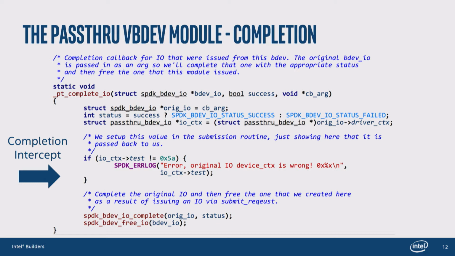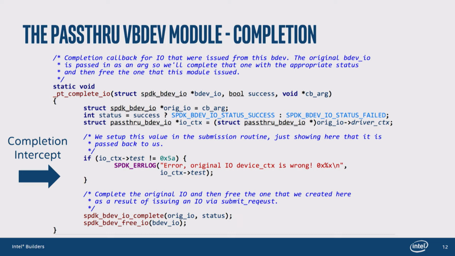You can see the other thing I mentioned, that last parameter that I called was the callback argument. The first thing that we do here is we cast that callback argument to something called the original IO, because it's the original IO. This completion is for the IO that I created in the vBDEV pass-through module. So now I know that this BDEV IO that's called the completion is the one I created, and the callback argument is the one that was originally sent.